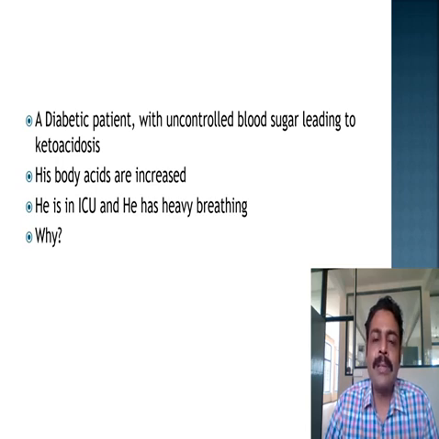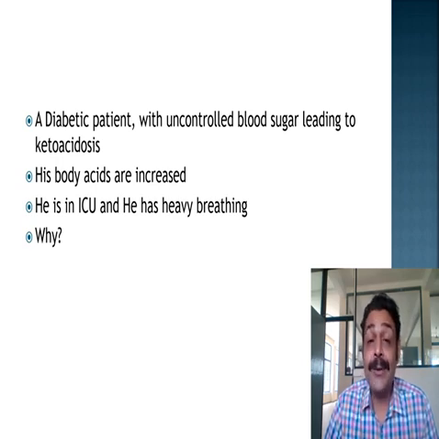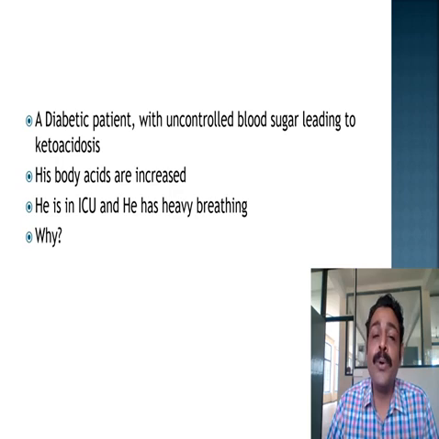So what happens? This glucose cannot be used by the cells because insulin resistance or deficiency of insulin will be there. So the body will start breaking down body fat for production of energy. Body fats are burned by ketosis, producing acetone, acetoacetate, beta hydroxybutyrate, that is acetoacetic acid, beta hydroxybutyric acid. So they are acids. So it will lead to acidosis. pH will reduce. So his body acids are increased.